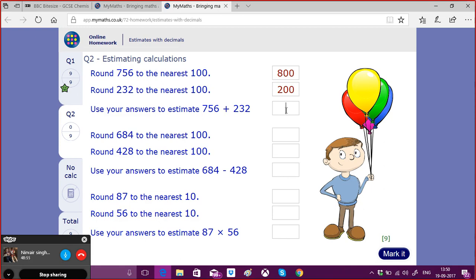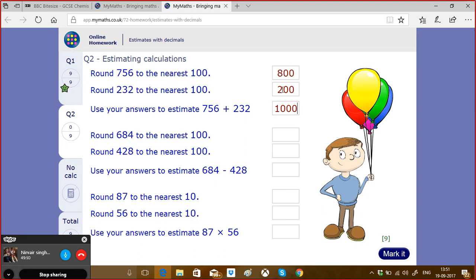They are saying that use your first two answer to find your third answer. 800 and that will be 200. So you have to add both of them. 988. Yeah, 988, that you can round off, then it will be close to 1000. They are saying that firstly round 756 to nearest 100, that will be 800.